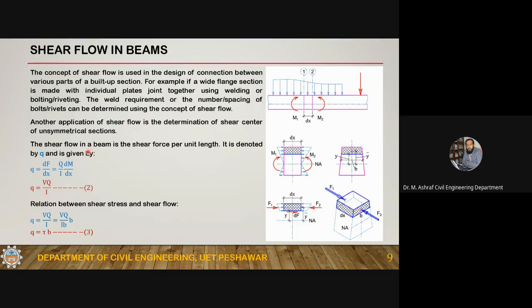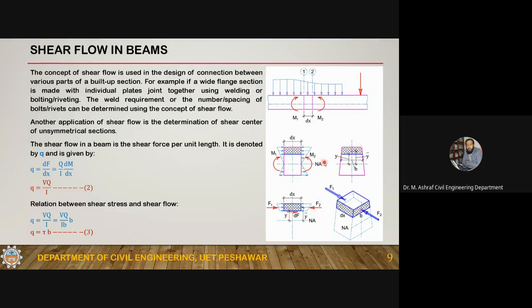Now, what is shear flow? The shear flow in a beam is the shear force per unit length, as against the shear stress, which is the shear force per unit area. This is what shear flow is: force per unit length. It is denoted by q.